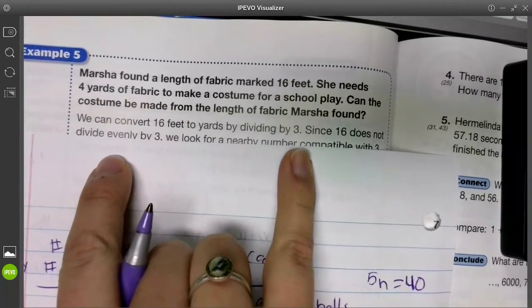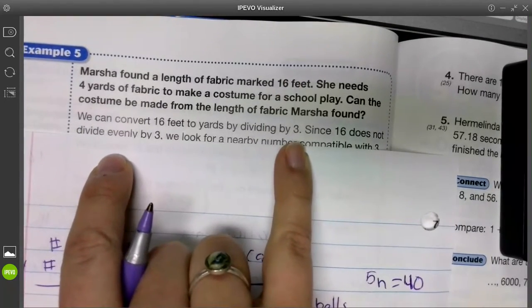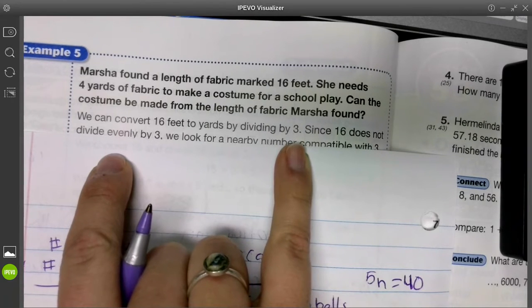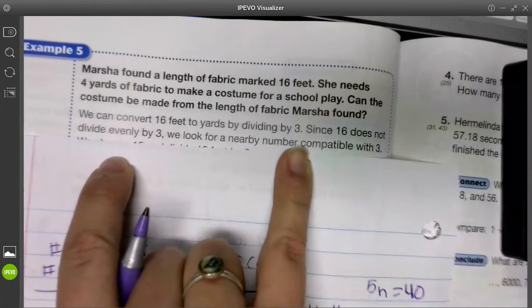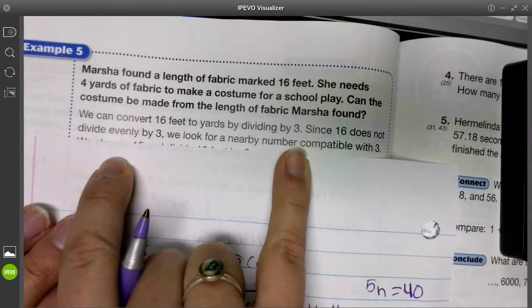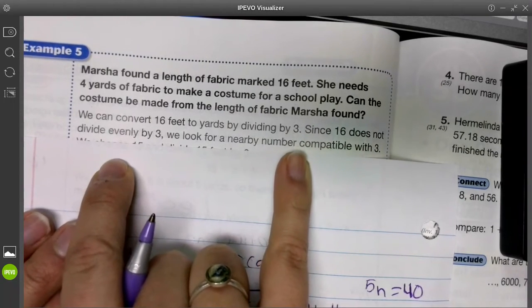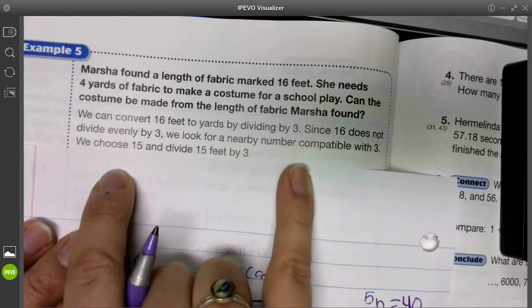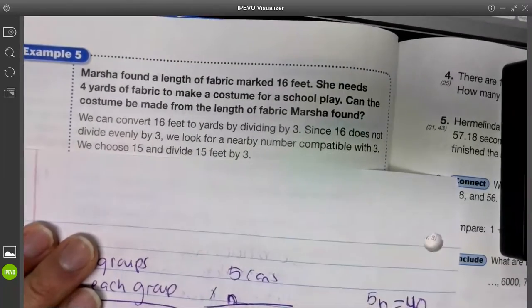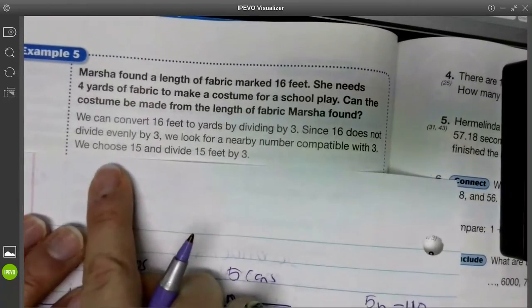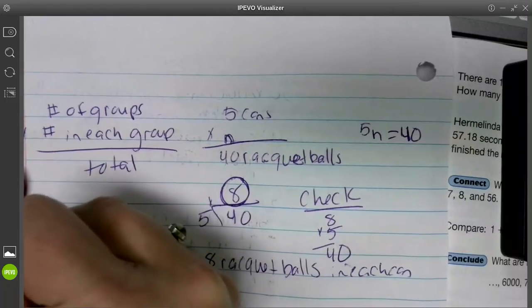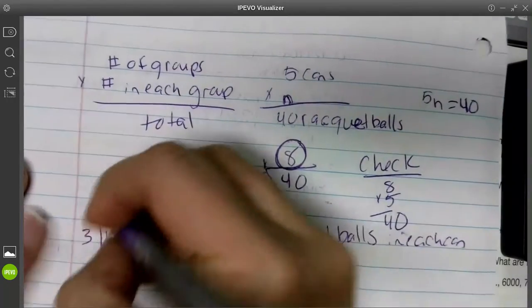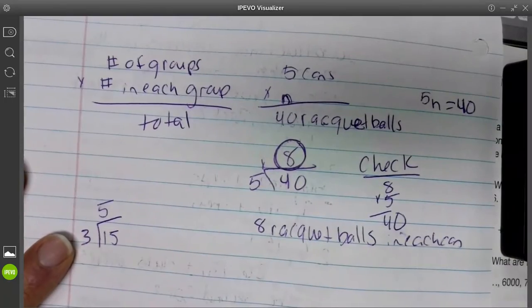So we have to convert 16 feet to yards by dividing by 3 because there are 3 feet in a yard. Okay. 36 inches, 3 feet in a yard. But 16 does not divide evenly by 3. So we're going to look for a nearby number that's compatible with 3. So instead we choose to divide 15 by 3 because we are just trying to see if she has enough. So 15 divided by 3 is going to give us 5.